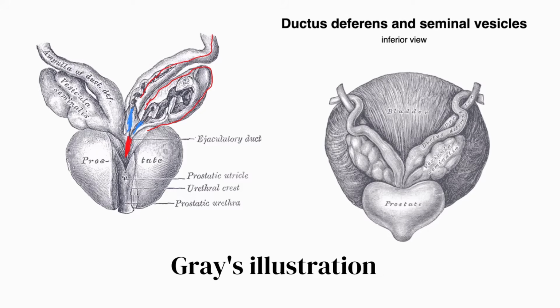Here in this plane, this is the posterior aspect of the prostate. We have here the trigone of the urinary bladder, and this is the vas deferens. This is the seminal vesicle, and here you can see the ureter on the left side and the ureter on the right side.